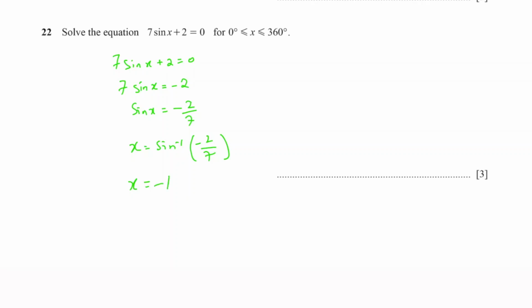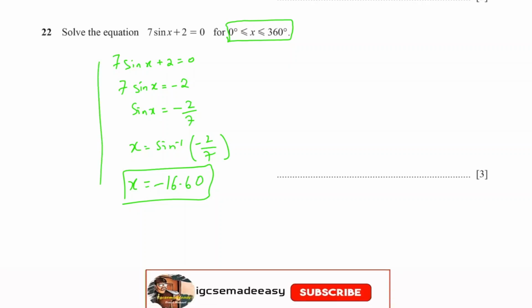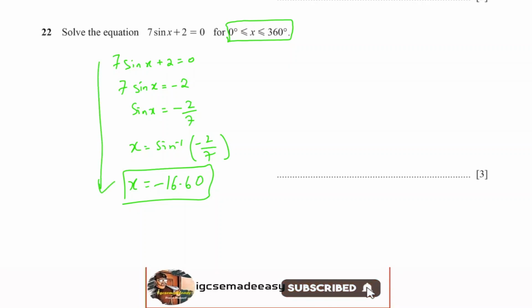Minus 16.60 is one of the values, but this answer is not valid, because we want the answers to lie between 0 and 360, which means all the values should be greater than or equal to 0 and less than 360. But here the value of x is minus 16.60. Sometimes we get the value of x from this equation itself, but sometimes we don't get it.